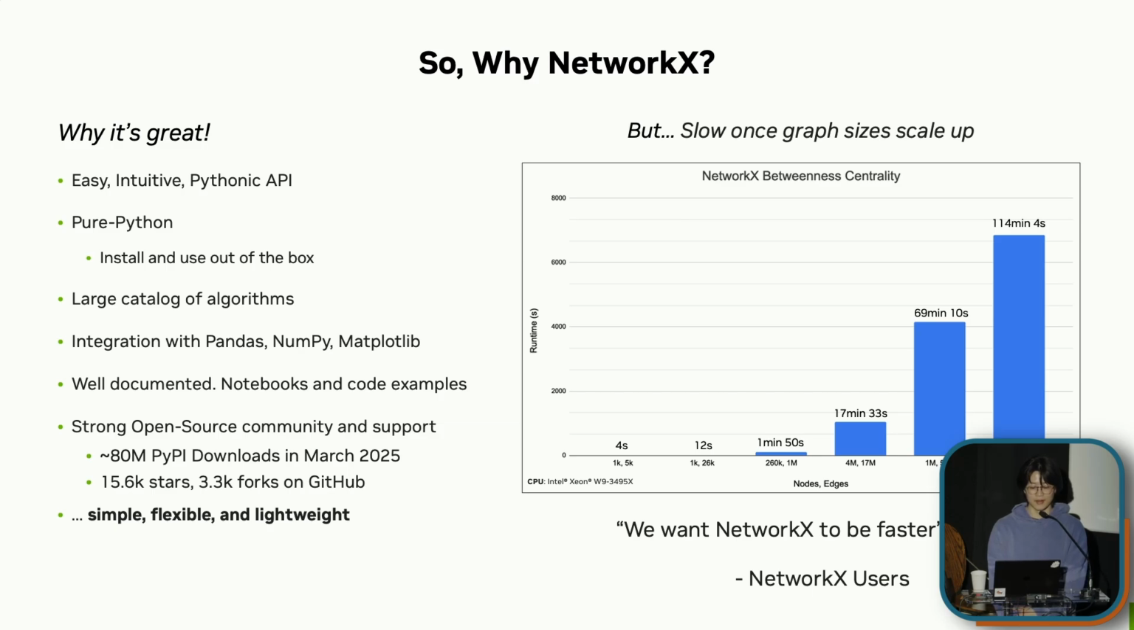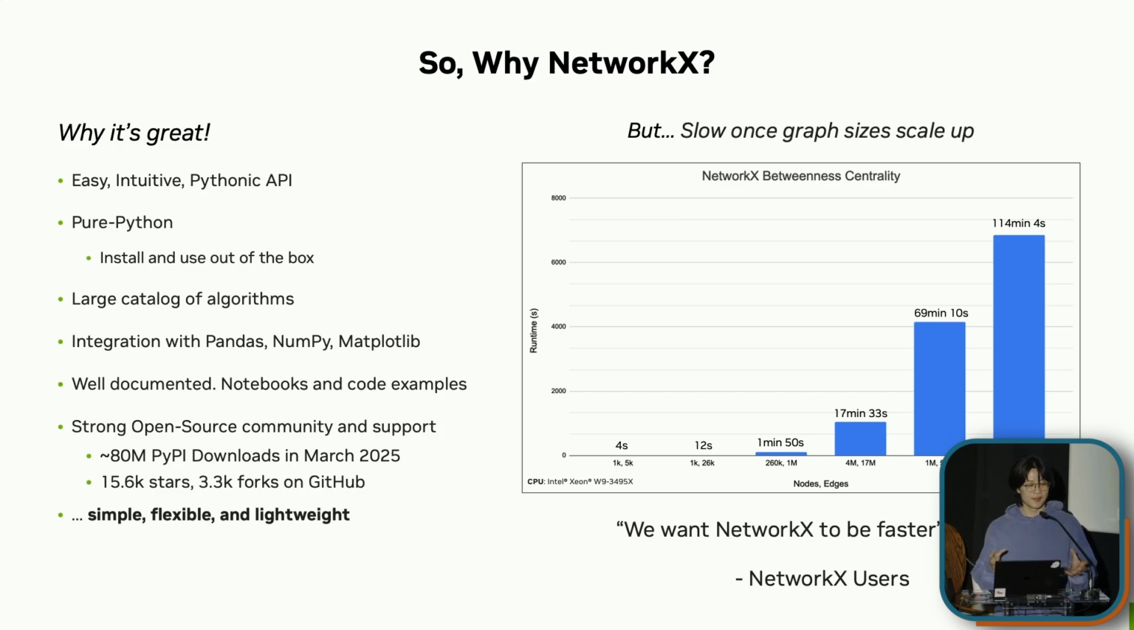but there is one downside to it being a pure Python implementation, which is that, as you see, it's very, very slow at scale. So in this figure, working with NetworkX and running an algorithm called betweenness centrality, I'll get to that more later, as the graph size scales up from thousands of nodes and edges to hundreds of thousands and millions, you can find yourself having to wait an unreasonably long amount of time to get the results that you want, which is not ideal. So a lot of the time, NetworkX users say, we want NetworkX to be faster.